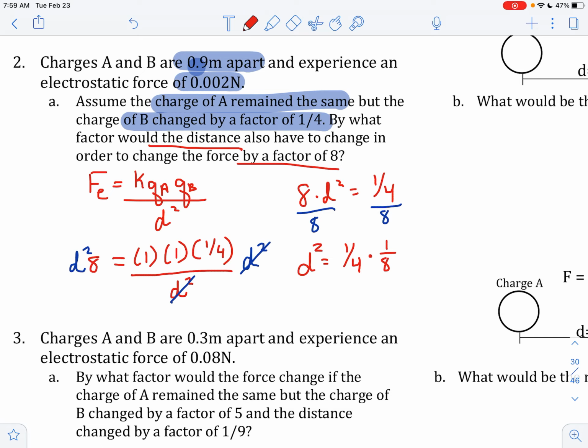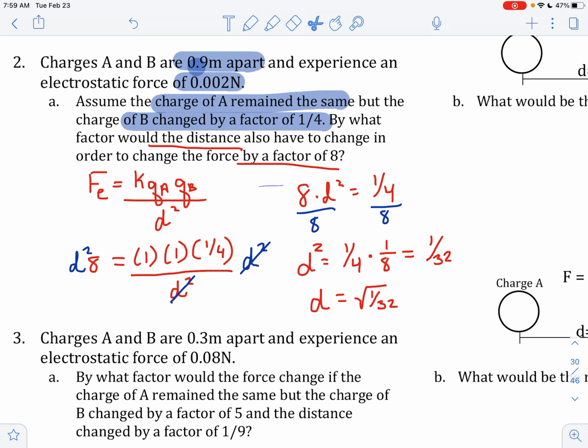Okay, is D squared. Oops, don't drop the square. So 1/4 times 1/8 is 1/32, right? 8 times 4 is 32. So now I have D squared equals 1/32. So I've got to take the square root of both sides, and I get D is equal to the square root of 1/32.